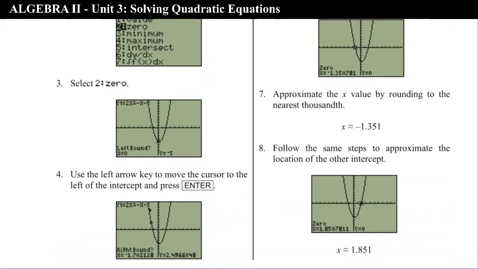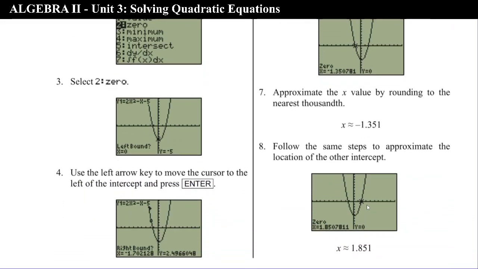Then you're going to repeat those steps for your other one. You're going to start on the left side, then you're going to go to the right side, select as close to the axis as you can in the middle, and it'll give you a value for your other x-intercept. And the answers are right there. You've got x is negative 1.351 for the first one that we did, and then 1.851 for the second one.